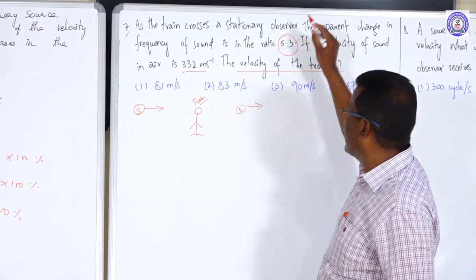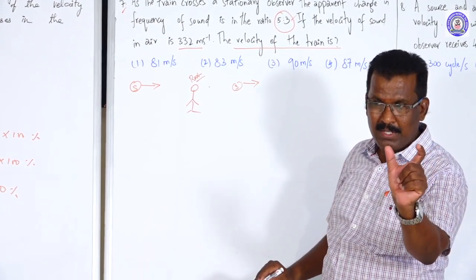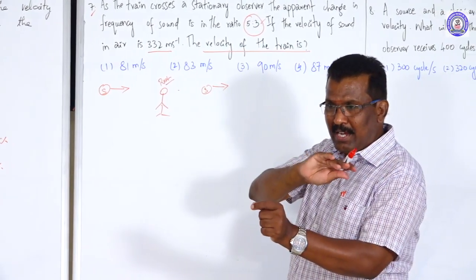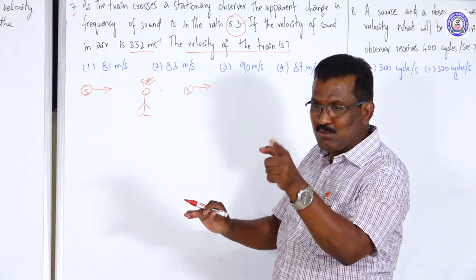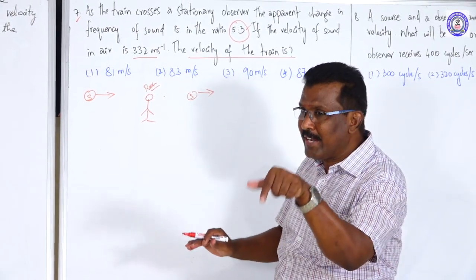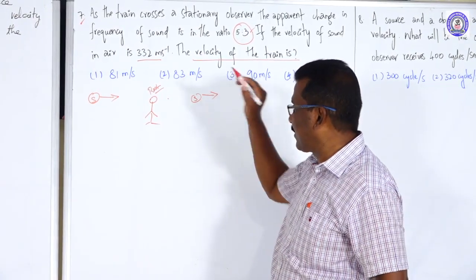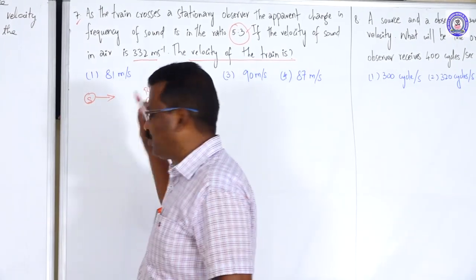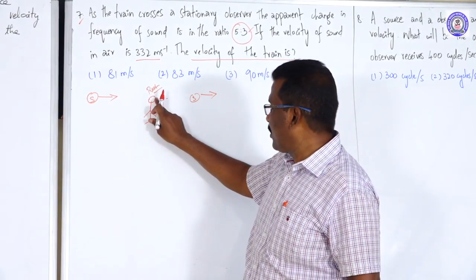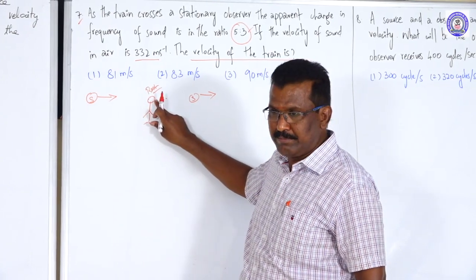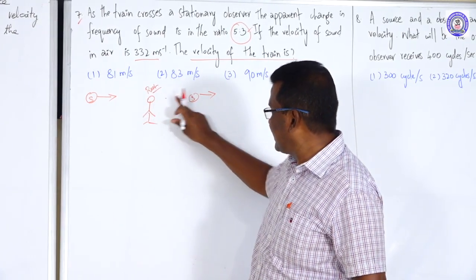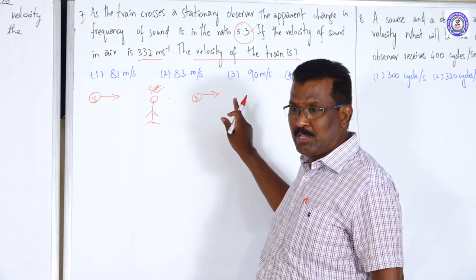The factor is 3 when approaching him, and the factor is 3 moving away from him. So n1 is 5 and n2 is 3, given. What is the velocity of the train? Here also there are two situations: observer at rest with source moving towards the observer, and observer at rest with source moving away from the observer.